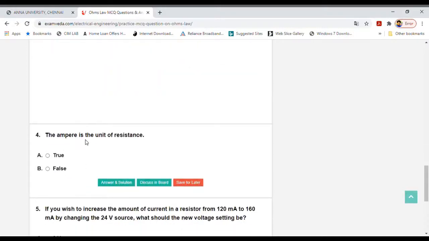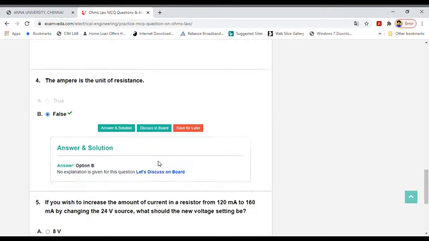Next: the ampere is the unit of resistance. You must know this, because it can be asked as a 1 mark question. What is the unit of resistance? The unit of resistance is ohms, not amperes. Amperes is the unit of current. So the answer is false. So your answer is B.